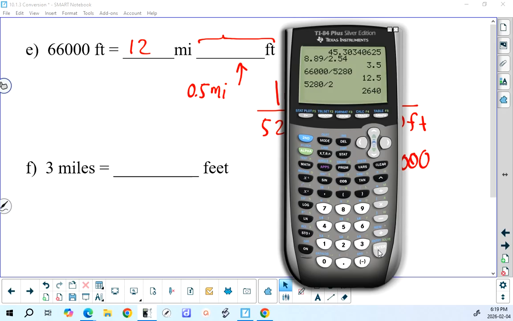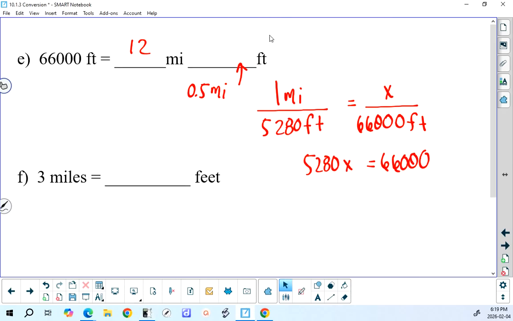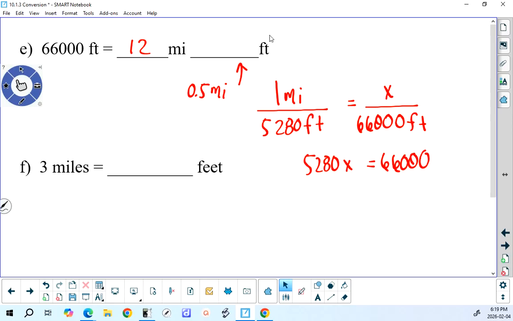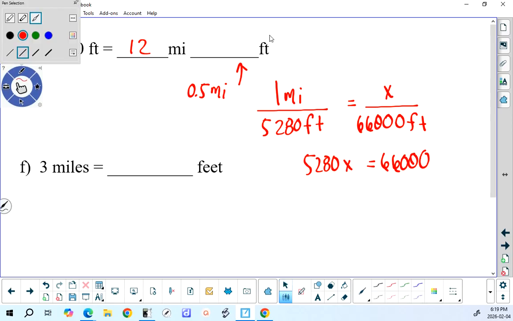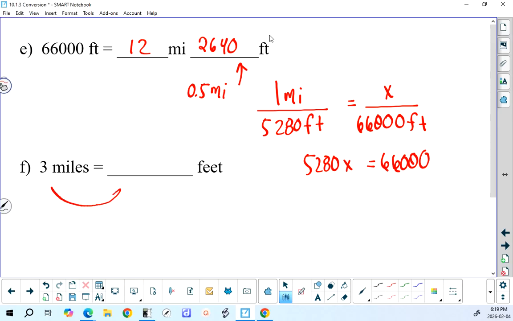feet. So it's 12 miles and 2,640 feet. Three miles is how many feet? Well, I would just multiply this by 5,280. This is a case where you could use a ratio, but I would just do this because there's 5,280 feet per mile. So if I multiply that by 3, I'll find out how many feet that is.